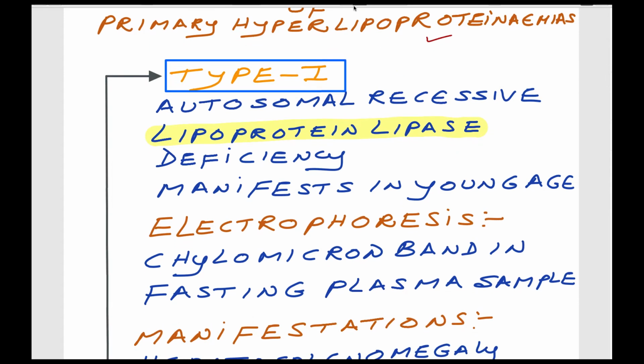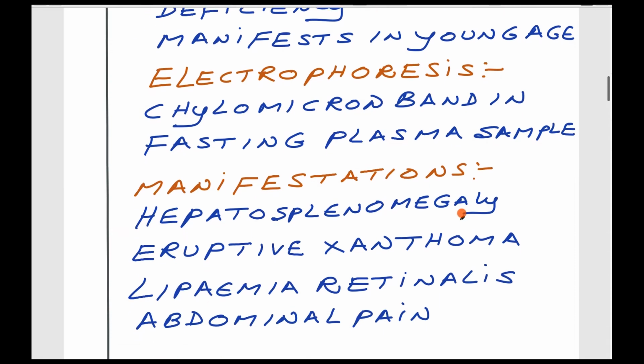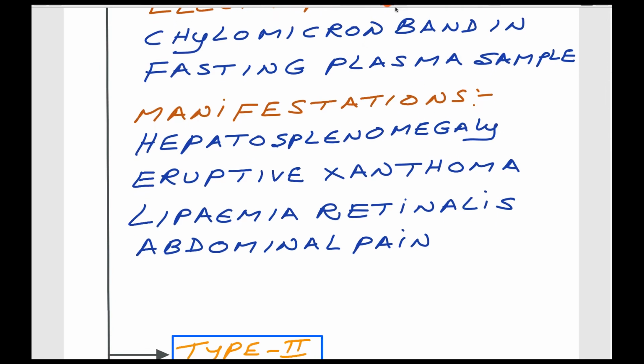In the investigation aspect, when you carry out electrophoresis, a chylomicron band is seen in the fasting plasma sample. In a fasting plasma sample, chylomicrons should be absent, but here they are seen. Then manifestations are hepatosplenomegaly and eruptive xanthoma.